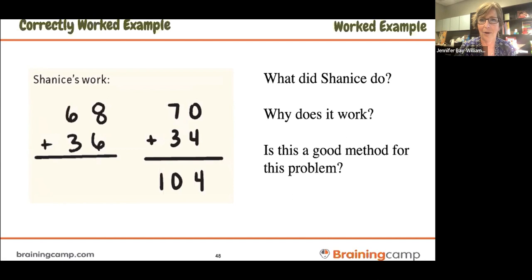And I saw also in the chat, somebody mentioned, would you rather? And that's another great routine or strategy here. You have two correct problems again, and would you rather add this or would you rather ask that? It's beautiful. Thank you for sharing.